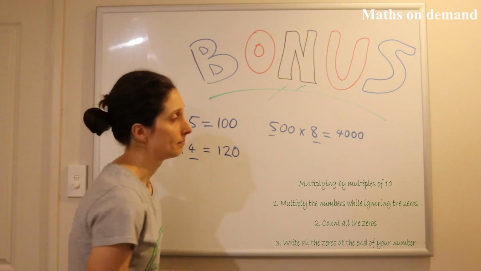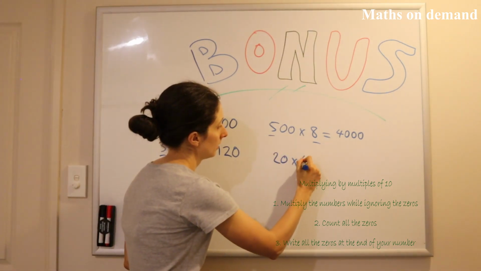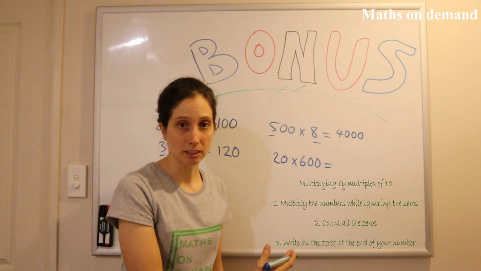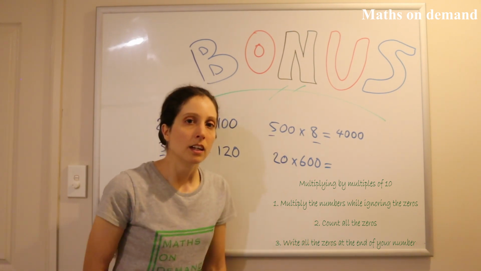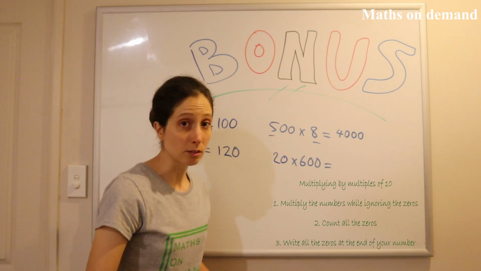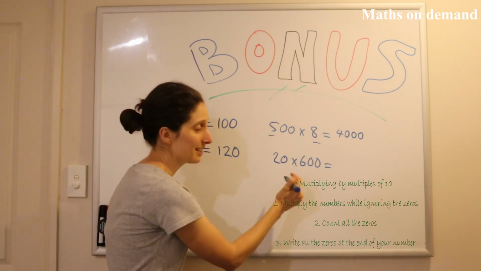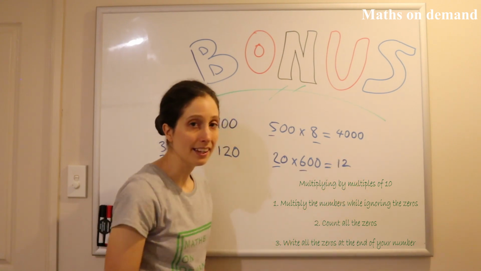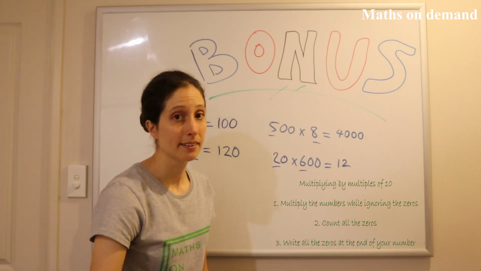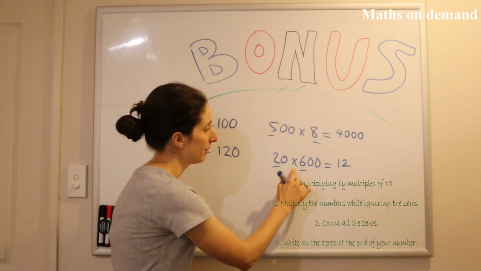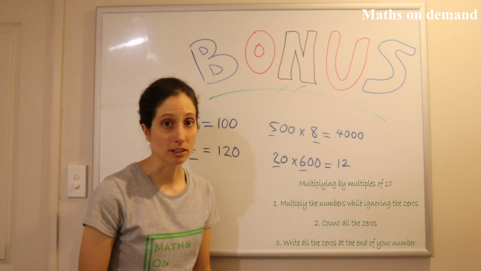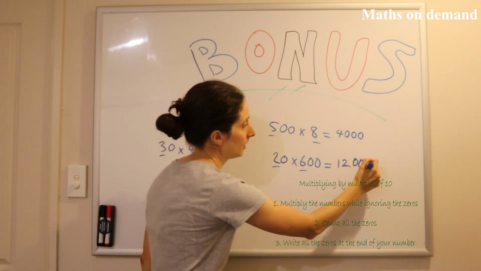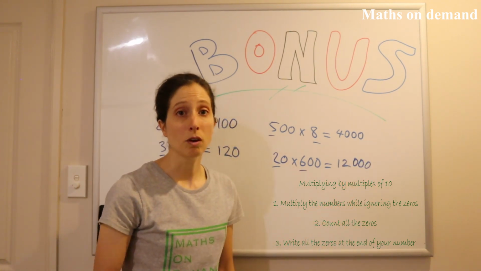Let's do one more. Now, both of these numbers end in a 0 or zeros. So we can ignore all the zeros and just do 2 times 6, which we know is 12. And then we add all the zeros at the end. There are 3 zeros, 1, 2, 3, in this question. So we need to add all 3 at the end. And our answer is 12,000.